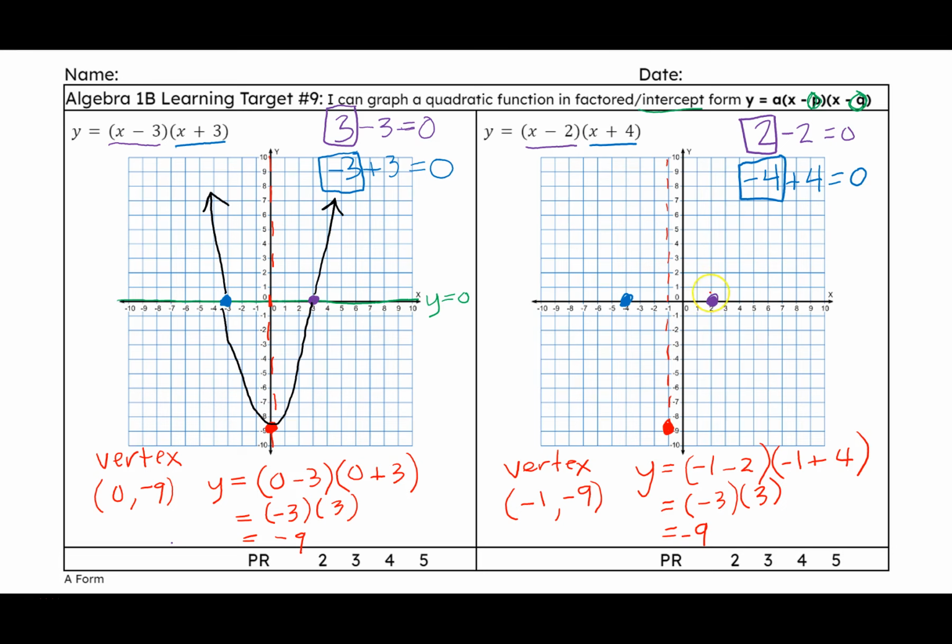All right, I got my 3 points, and I'm going to connect them to make that parabola. It's like that UV sort of hybrid. Here we go. There we go. And we got it.